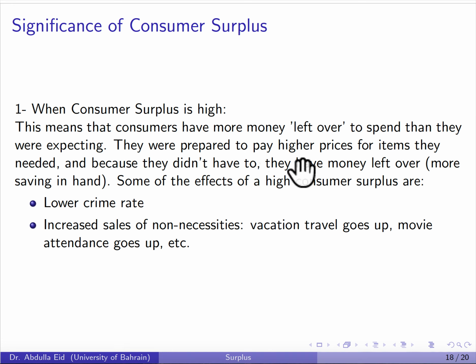They were prepared to pay higher prices, for example $500 for the phone, and I get it for less than this. So this money left over will help me by going for a vacation, going for a movie, going out, and it will help the whole economy.